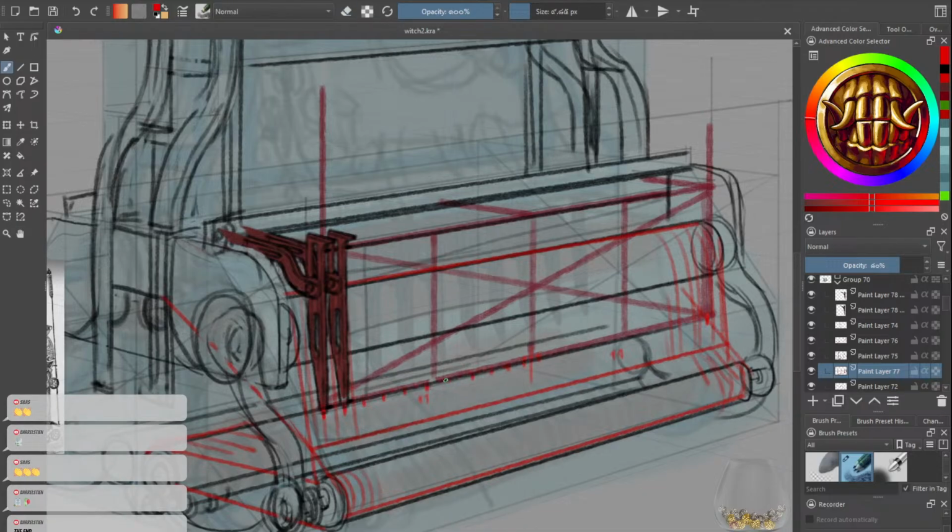I'm just doing it by eye, which is not good. There's definitely a better way of doing this, but I'm just going to scoot them over till it looks right. Here. 1, 2, 5, 7. There you go.